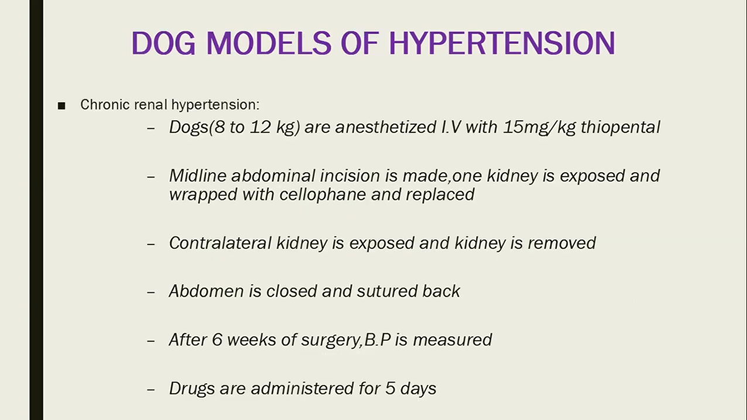And then coming to dog models of hypertension. Chronic renal hypertension. Dogs of 8 to 12 kg are anesthetized intravenously with 15 mg per kg thiopental. A midline abdominal incision is made, one kidney is exposed, wrapped with cellophane and replaced. The contralateral kidney is exposed and removed. The abdomen is closed and sutured back.